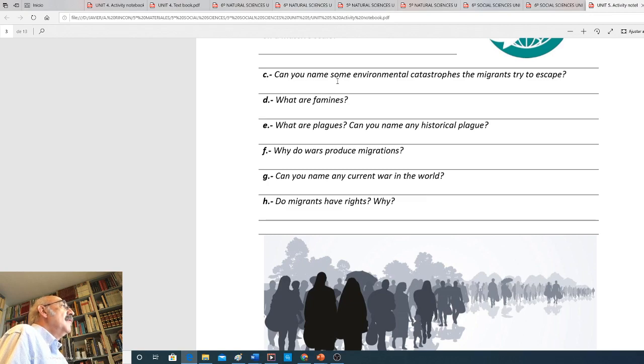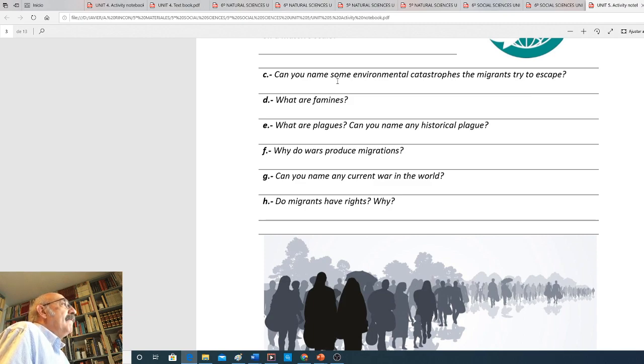C. Can you name some environmental catastrophes the migrants tried to escape? Yes, many of them. Floods, especially in countries such as India, for example. Floods or droughts. Many people go out from Central Africa. Droughts, sequías, earthquakes. Maybe you can't remember because you weren't born yet at the time, but in Haiti there was, I don't remember, maybe 10 years ago, a very important earthquake, and people started migrating from there. Okay, people who could.